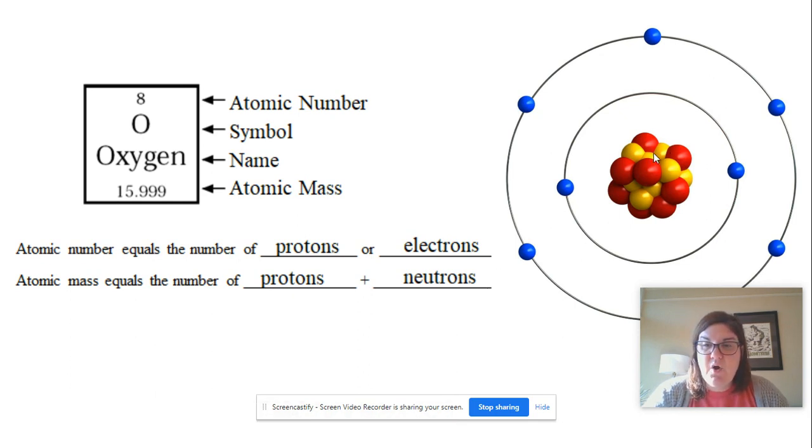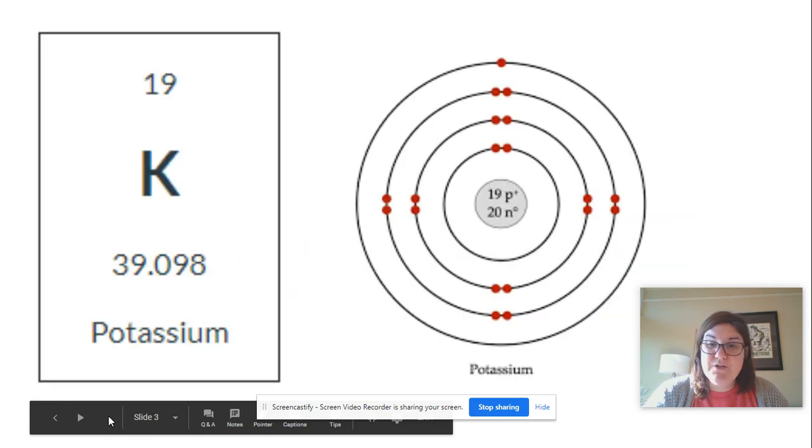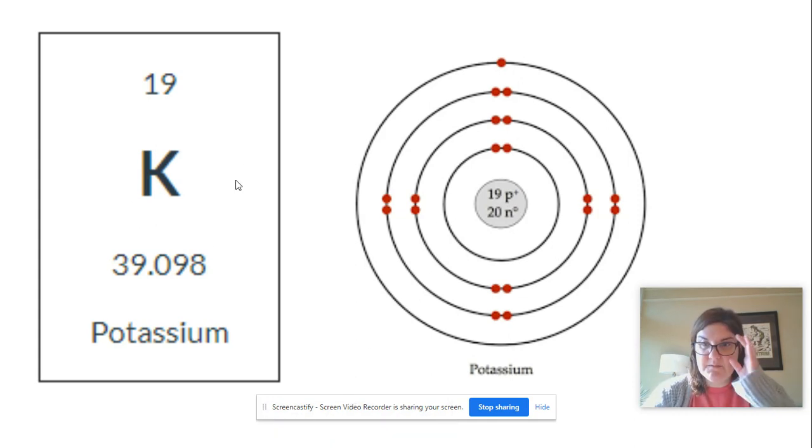All right, so you're going to be taking a short little quiz about this. So I want to show you what you're going to be looking at for that short little quiz, which is potassium, okay? So this is connecting the atomic model, the structure, to the boxes, and then we'll be talking about those boxes in the periodic table here in just a second, okay?